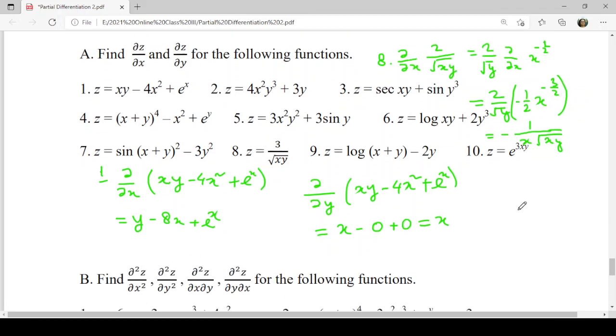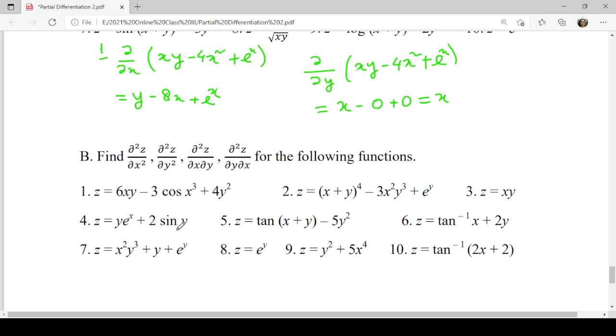So this is the way you have to do this. This is del square z by del x del y. You do partial derivative of partial derivative, two times. First you find del z by del x, then again with respect to x. This is first with respect to y, then again with respect to y. This is first with respect to y, then with respect to x, first with respect to x, then with respect to y, etc. So when you do this on your own, then you can understand all these things. Thank you.